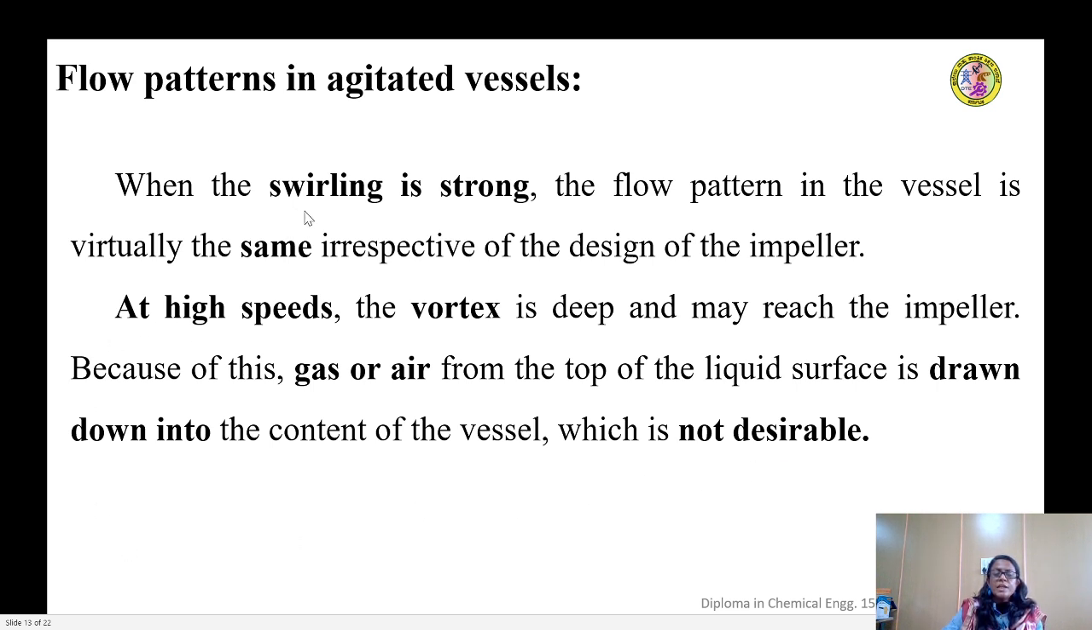Okay. So when swirling formation takes place, if the speed is kept high, then the vortex shape will be very steep and it creates a very deep kind of vortex that reaches the impeller. The shape of the vortex almost reaches the center of the impeller. So because of that, you can expect that air or gas from the top of the liquid surface is drawn into the content of the vessel, which is not desirable because if that happens, it creates very large fluctuating forces on the impeller blades and that could damage the impellers.